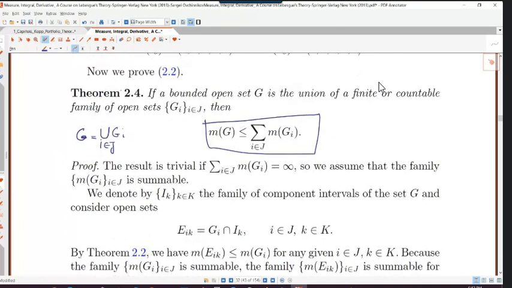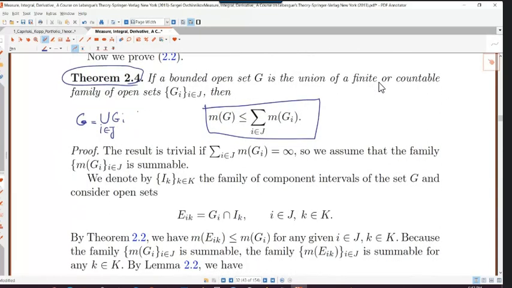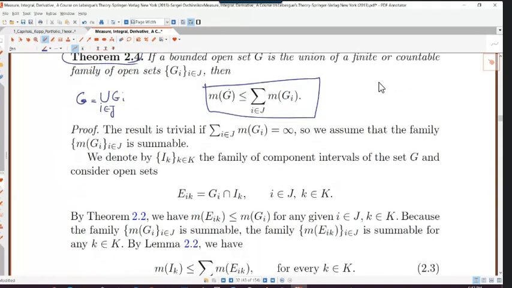Please read the proof of this theorem by yourself. It is not very difficult. By the use of the previous two lemmas, we want to prove that the measure of G is less than or equal to the sum of measures of Gi, where G is the union of Gi, i belongs to J.